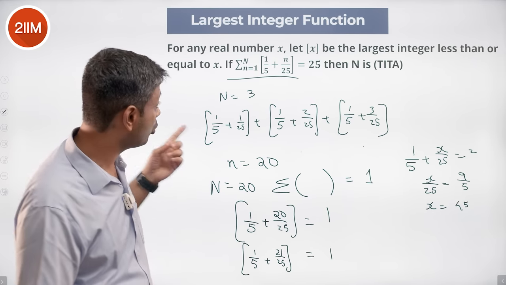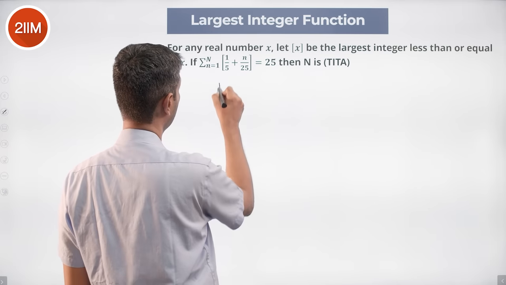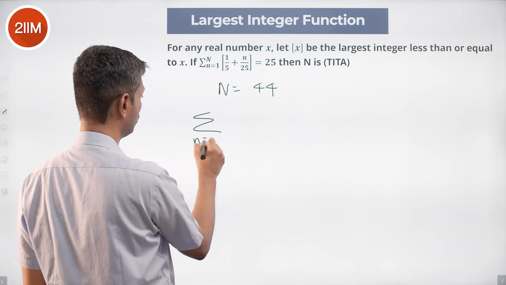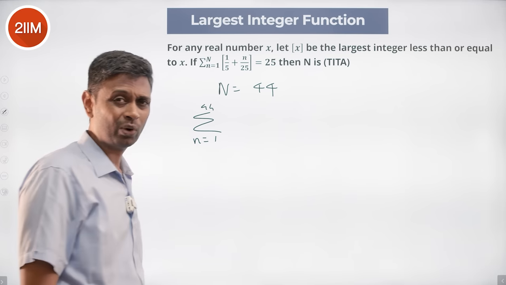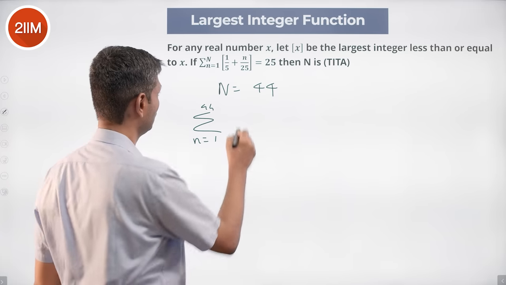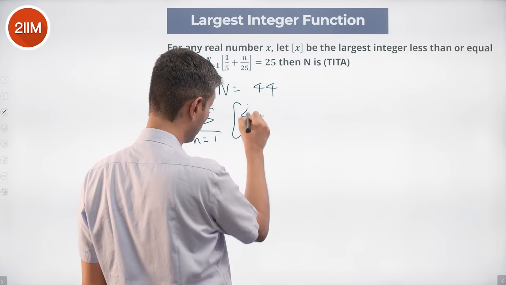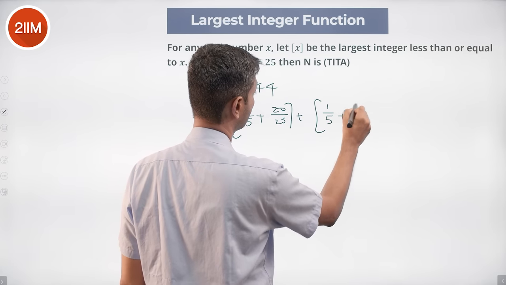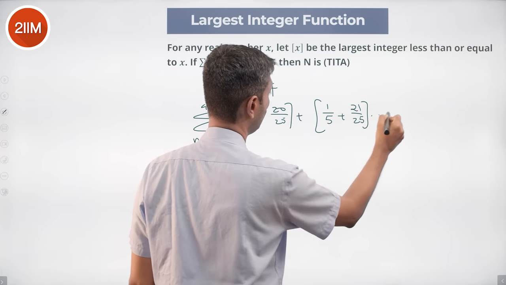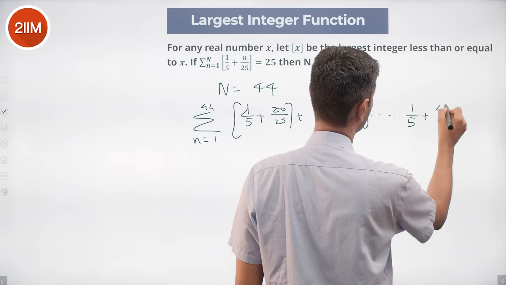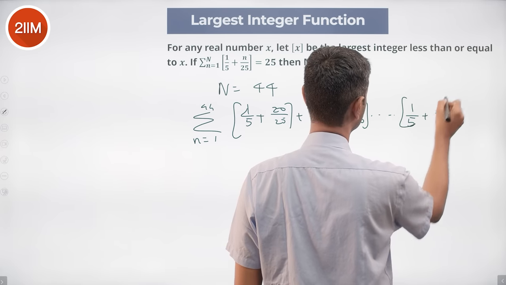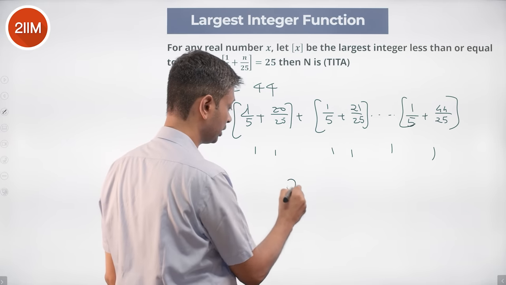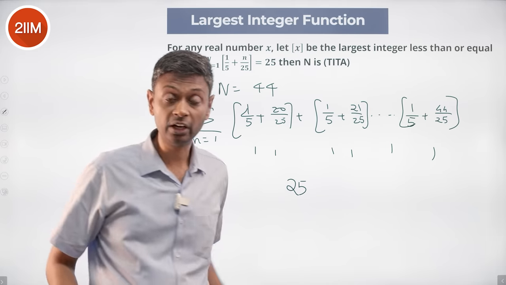So, if I put capital N equal to 44, and I'm adding from N equal to 1 to 44. 1 to 19, there is nothing. 1 by 5 plus 20 by 25, 1 by 5 plus 21 by 25, all the way till 1 by 5 plus 44 by 25. All of these give us 1 each. How many terms are there? 25 terms are there. If I put 45 by 25, it will go to 2.